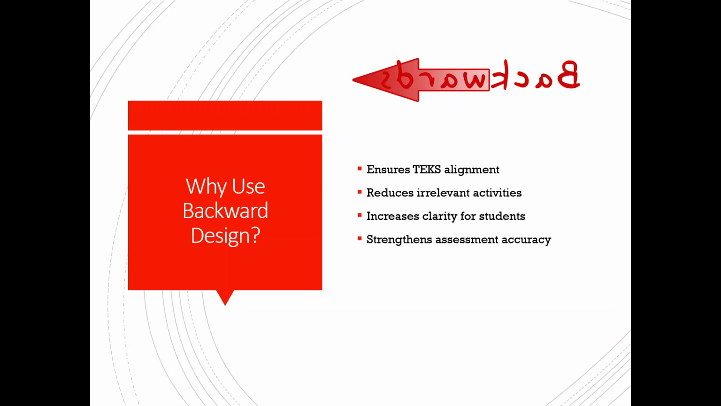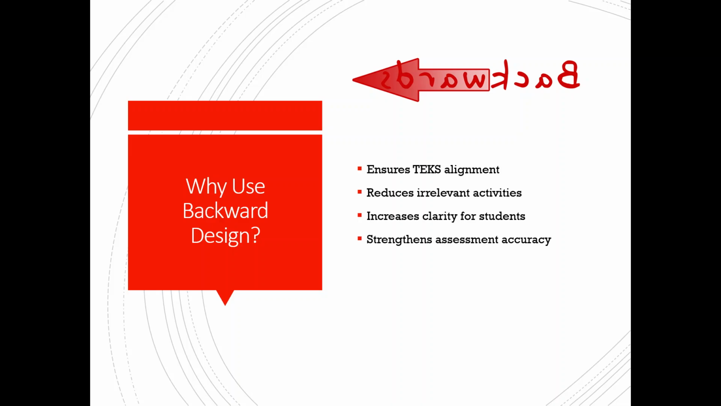So we use backward design because it increases instructional clarity. When we plan starting from the TEK and the assessment, we eliminate activities that may be fun, but don't necessarily target the required learning. This method really ensures a stronger TEKS alignment, which is crucial in Texas because our accountability measures rely heavily on how well students perform on the TEKS-based assessments, such as STAR.